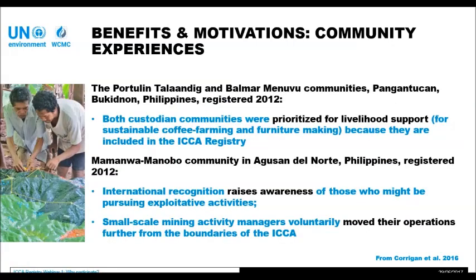Two further examples are from the Philippines, both registered in 2012. In one case, the custodian communities were prioritized for livelihood support as a result of being included in the ICCA registry. In the second example, once the ICCA had been registered, small-scale mining managers voluntarily moved their operations further from the boundaries of the ICCA.